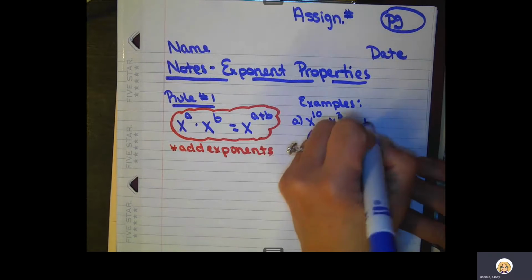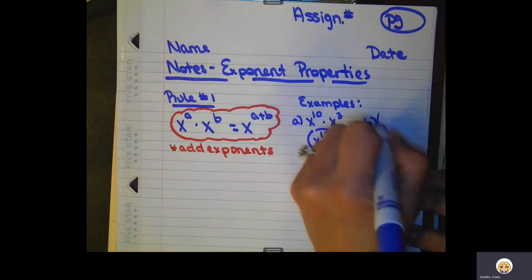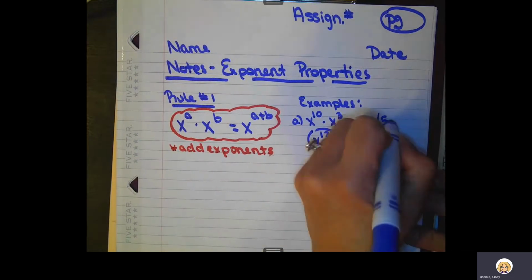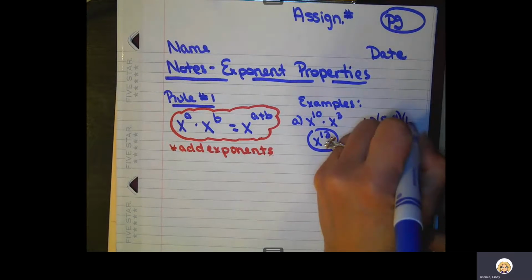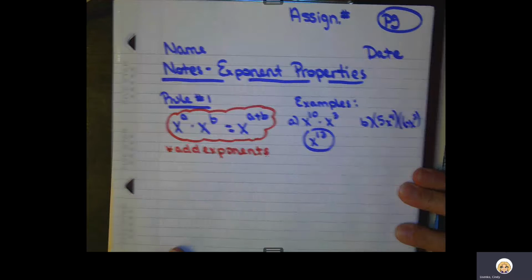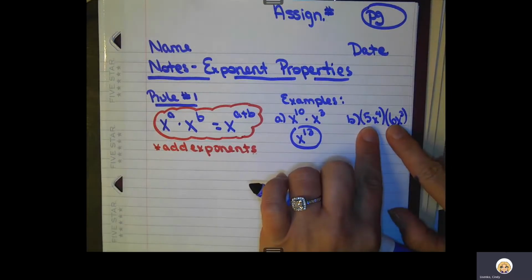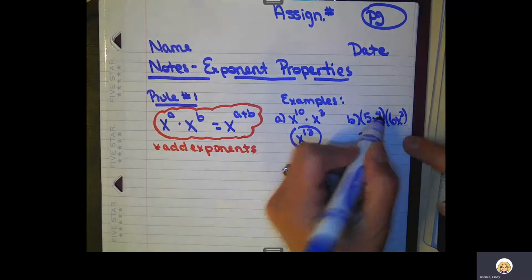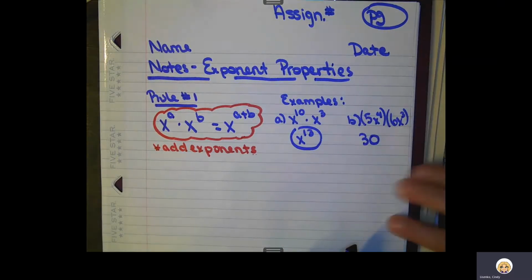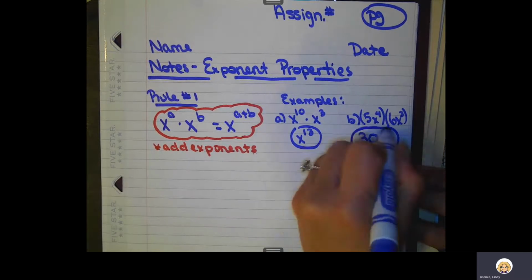Here's another example. Example B. If we have 5x to the 4th in parentheses, and then next to that, 6x to the 3rd. These numbers in the front are not exponents, so we just multiply them like we normally would. 5 times 6 is 30. And then we have our x to the 4th and x to the 3rd, so those are the exponents we add. 4 plus 3 is 7, so we get 30x to the 7th.